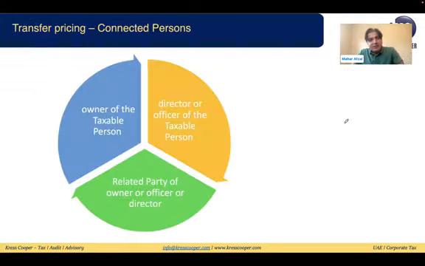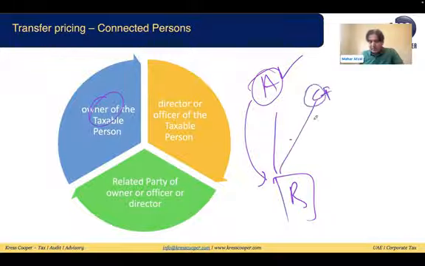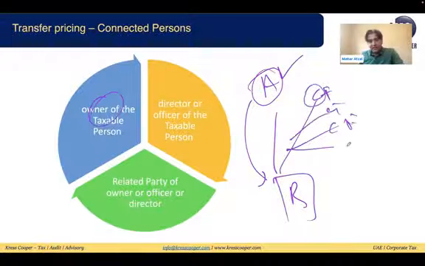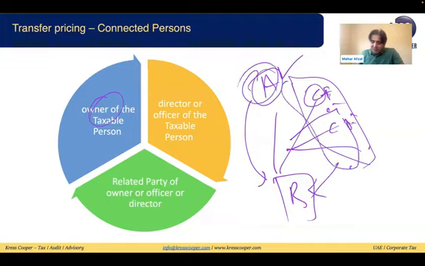Then we discuss the second one: transactions between connected persons will also be subject to transfer pricing rules and regulations. So what are connected persons? Connected persons are the owner of the taxable person. Company B is owned by A; A is the owner of B, so A is a connected person. The officers, CFO, CEO, CIT, any other officer of company B will also be considered connected persons. Also the related party of A, the owner, and the related parties of these officers.